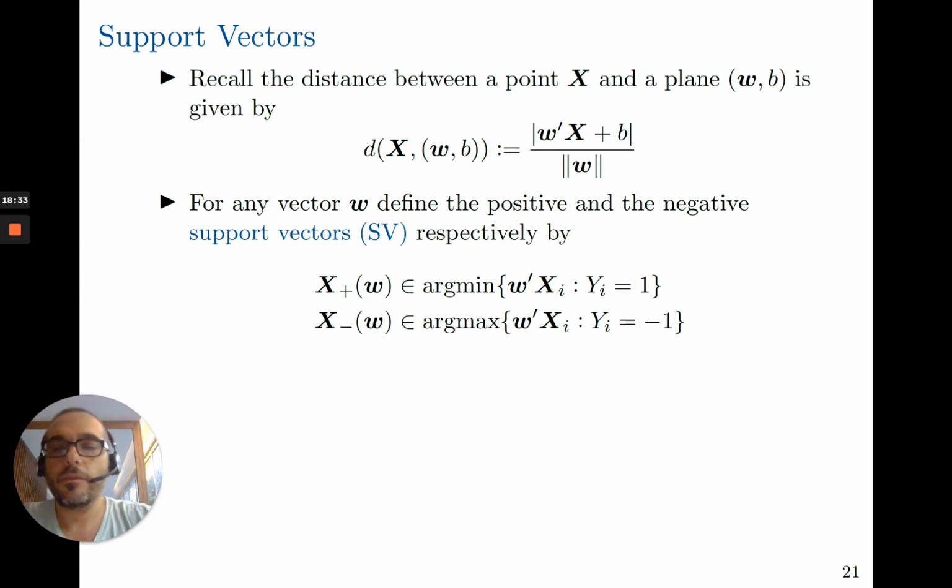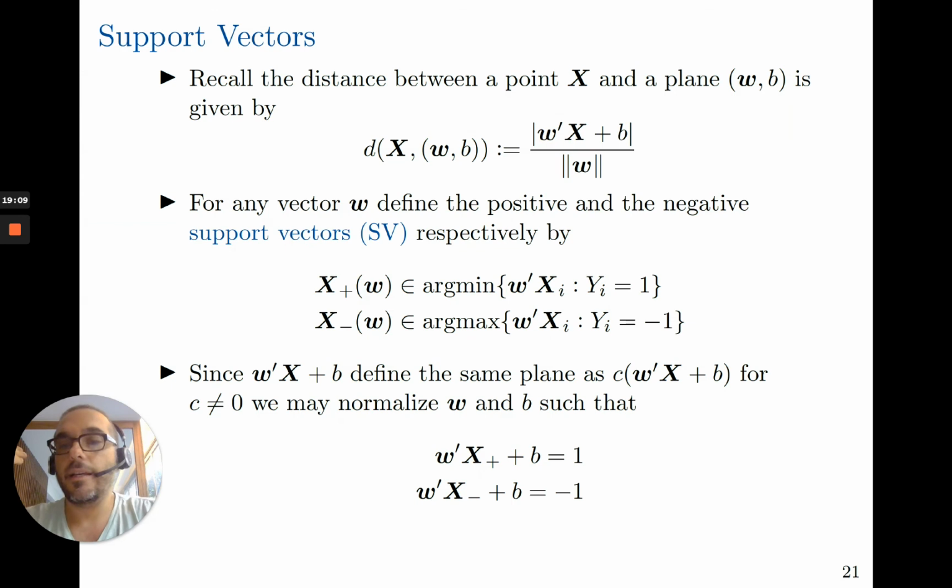Now let's define what we call the support vectors, the positive support vector and the negative support vector. They are defined as belonging to the argmin of w transpose x such that y equals 1, and x minus as the argmax of w transpose x such that y equals minus 1.